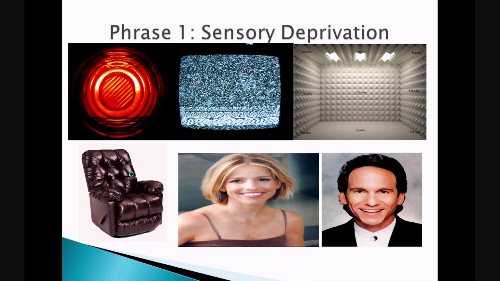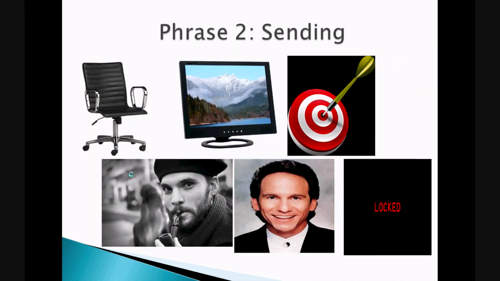Afterwards, Earl shuts the door to Jill's chamber, and the computer automatically locks the door to prevent anyone from getting in or at least interfering with her. Phase 2. Sending.